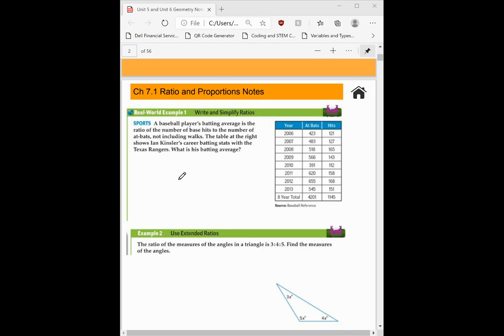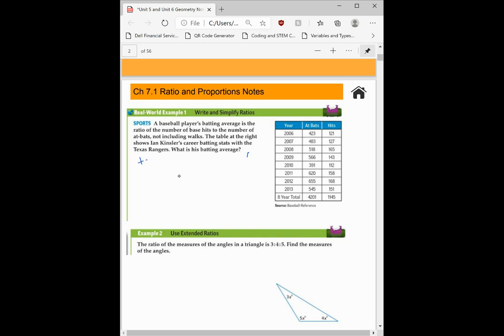So in example 1, it says a baseball player's batting average is the ratio of the number of hits to the number of at-bats, not including walks. The table at the right shows Ian Kinsler's career batting stats with the Texas Rangers. What is his batting average? In order to find his batting average, we need to take the total number of hits and divide it by the total number of at-bats.